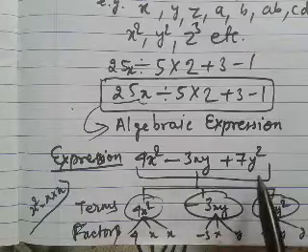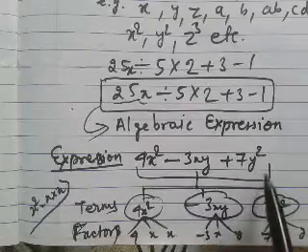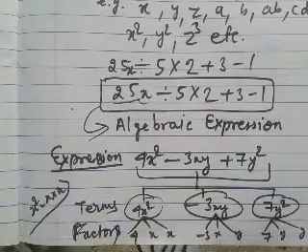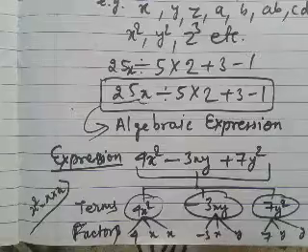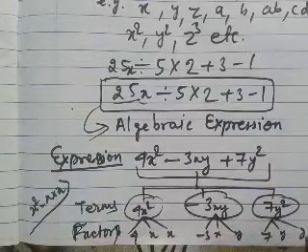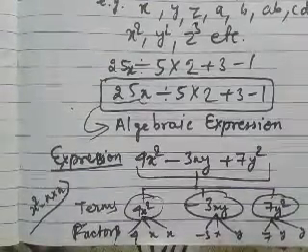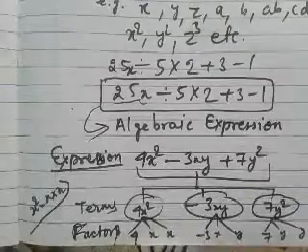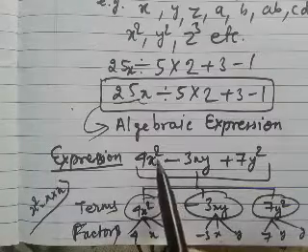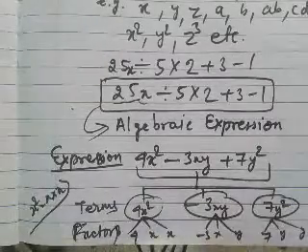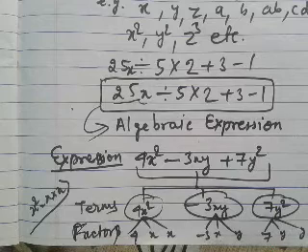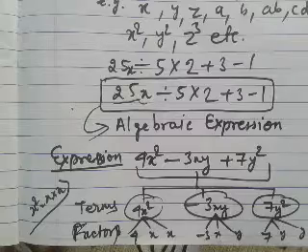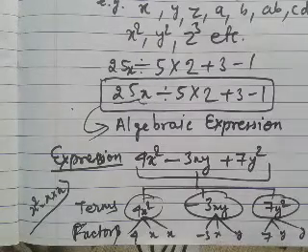So we can say that there are three terms involved in this particular algebraic expression, and each term is factorized in this way. These are the factors of the terms, and these are the terms of an algebraic expression. So three terms are involved in this particular algebraic expression. Now let us understand more about algebraic expressions.